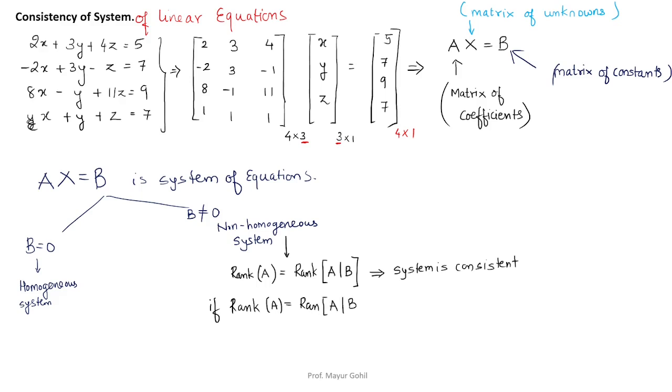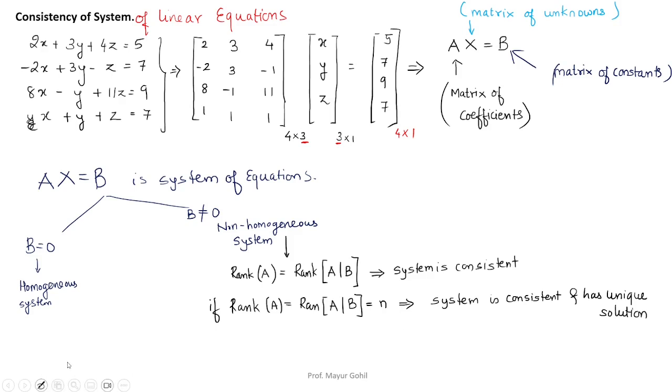okay, and this is equal to the number of n, okay, then the system is consistent and has a unique solution. And has a unique solution. Now what is this n?